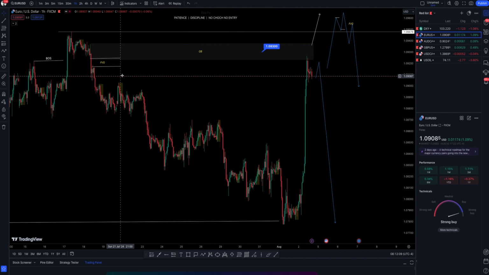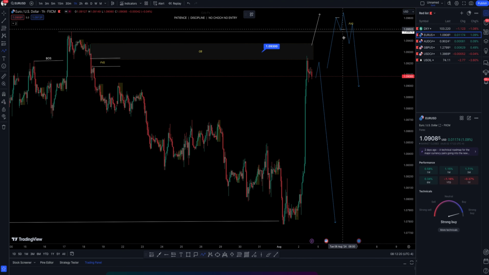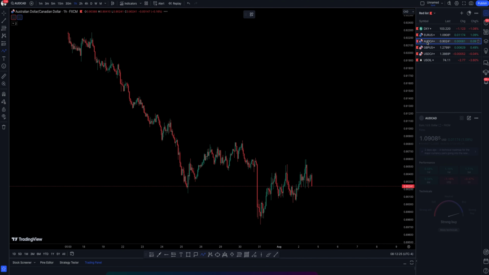So this fair value gap I am looking at, that's quite a good move here. It was rejected from this section here, and then going down, but it can't go like this anyway. Well, we will wait until next week and see.